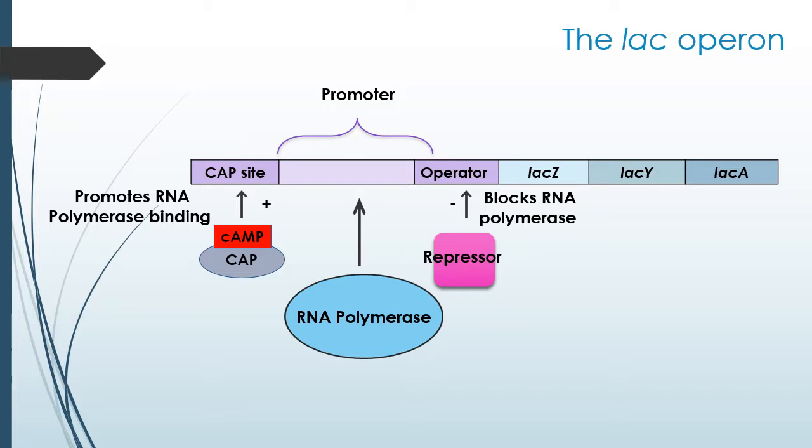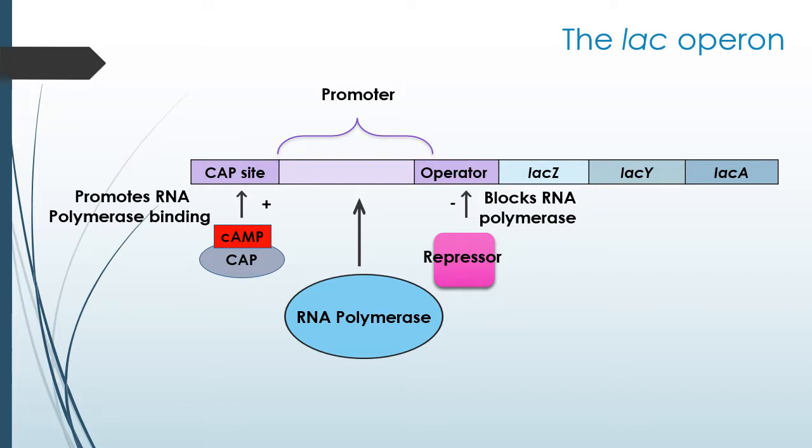The lac operon is an operon, or group of genes with a single promoter, transcribed as a single mRNA. The genes in the operon encode proteins that allow the bacteria to use lactose as an energy source.